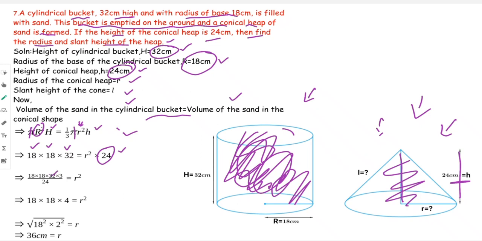So 4 8s are 32, 4 6s are 24, then 3 1s are 3, 3 2s are 6, and 2 1s are 2, then 2 4s are 8. We'll be left with what? 18 into 18 into 4, right? Which is equal to r square.